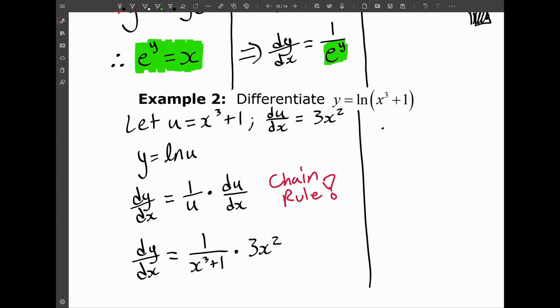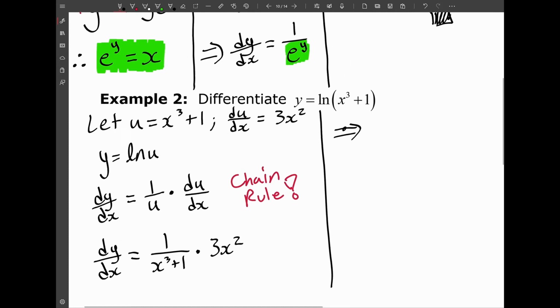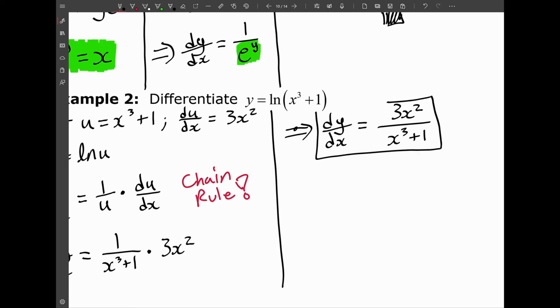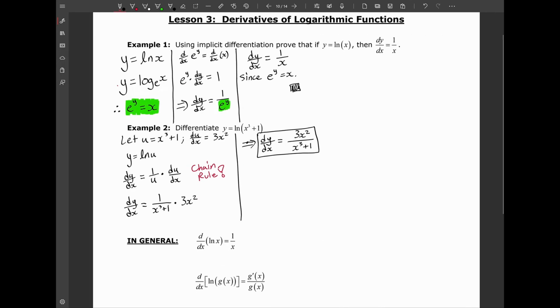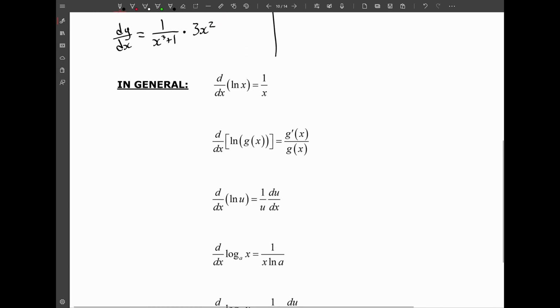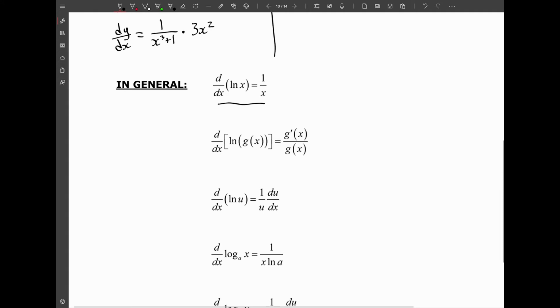Or, if we prefer, we can write this as dy/dx is equal to 3x squared all over x cubed plus 1. It's just chain rule. It's a little new piece of information, that natural log of x derivative, and chain rule, and we're all done. Perfect. So in general, this is just a summary of everything we kind of already know. So we covered this. d/dx of ln x is 1 over x, and hey, this is that chain rule version.